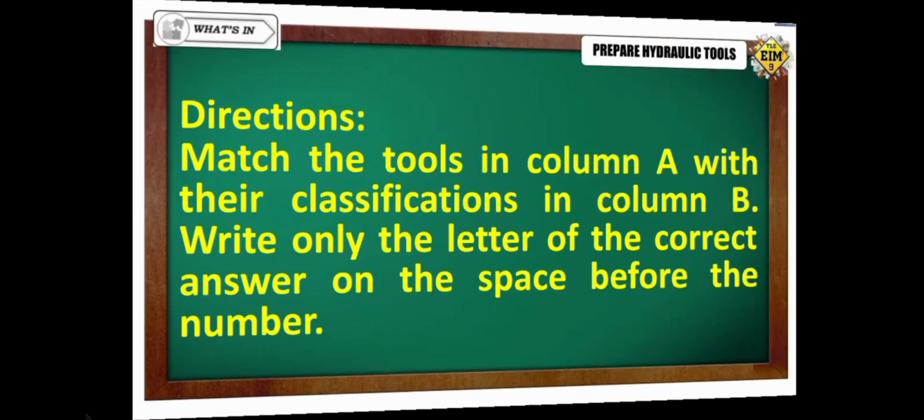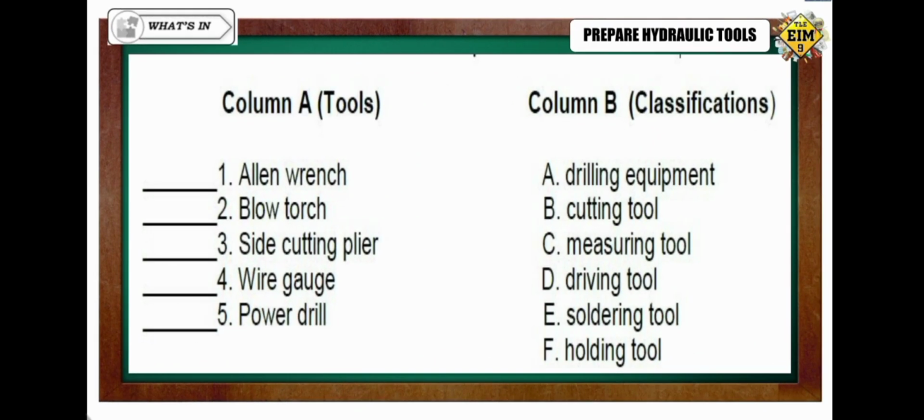So let's see. For column A, these are the list of tools. Allen wrench for number 1. Number 2, blowtorch. Number 3, side cutting pliers. Number 4, wire gauge. Number 5, power drill. You need to identify the classification of these tools in column B. We have in letter A, drilling equipment. B, cutting tools. C, measuring tool. D, driving tools. E, soldering tools. And last, letter F, holding tool.